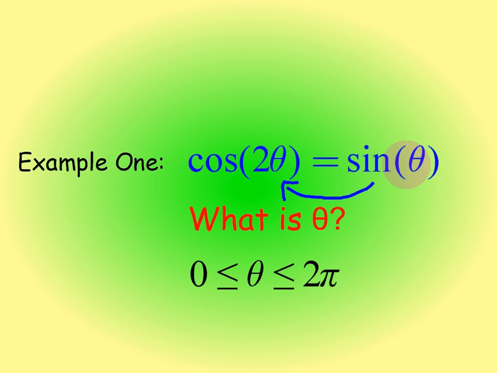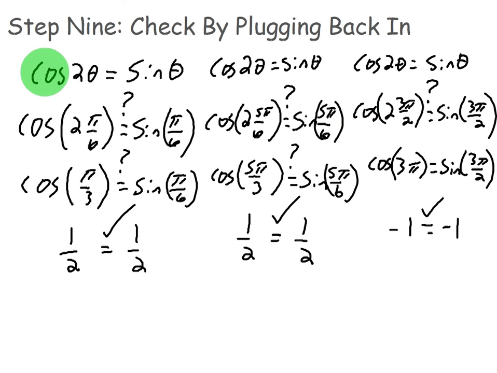So that kind of leads us to the next step. If theta is equal to pi over 6, 5 pi over 6, and 3 pi over 2, shouldn't we be able to plug it back into the original? And shouldn't both sides of the equation balance itself out? Well, yes, it should. So it just leads us to the last and final simple step. Step 9 is to check by plugging back in.